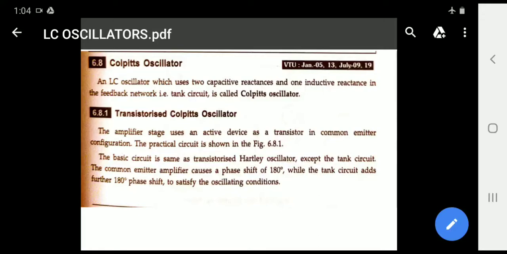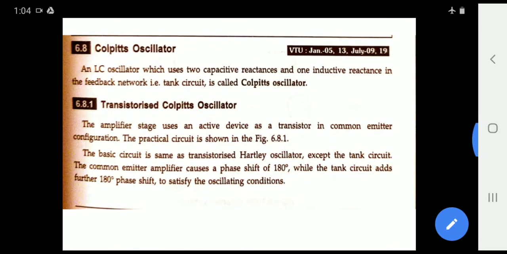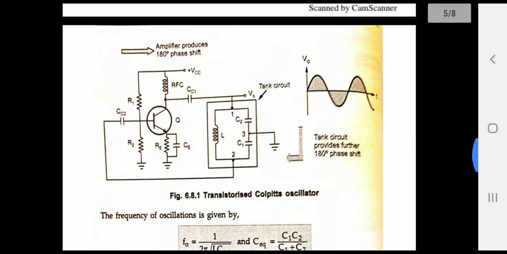Next topic is Colpitts oscillator. So again, the Colpitts oscillator is nothing but an LC oscillator which contains two capacitive reactances and one inductive reactance in the feedback network, we call it a Colpitts oscillator. Now we will concentrate on the circuit diagram. So now look at the circuit diagram.